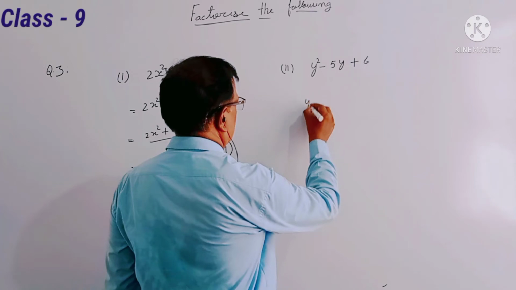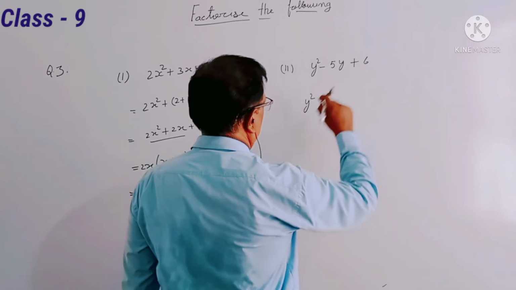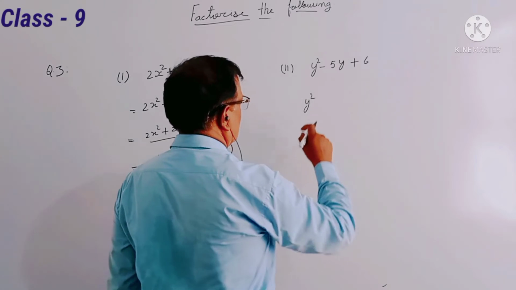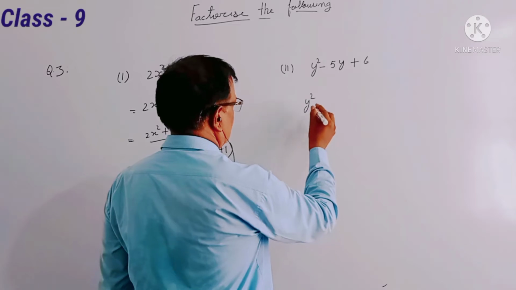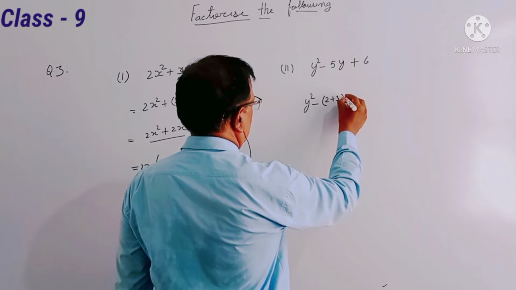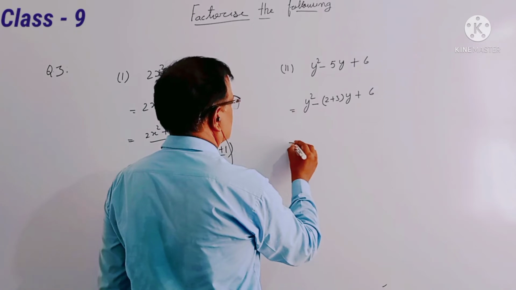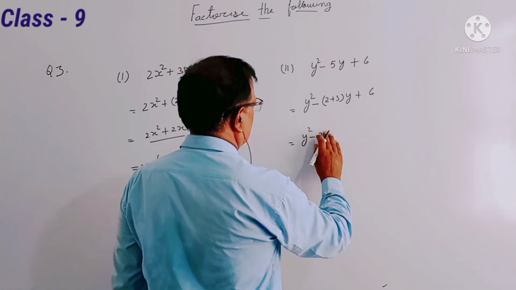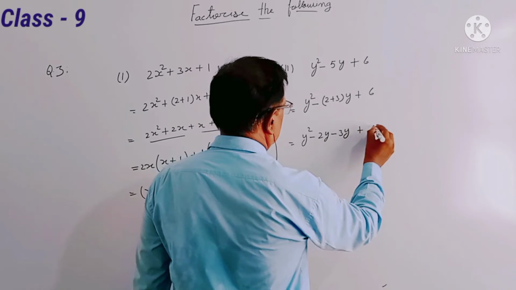Now it is y square, and here is 6. If 1 and 6 are multiplying, then it is plus 6. So we break the 5 this way. Multiplication should be plus 6 and sum should be minus 5. Now it is minus 2 and minus 3, y plus 6. Now we write here y square minus 2y, plus minus 3y plus 6.